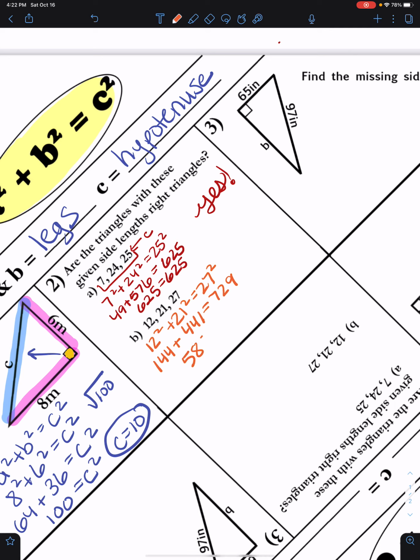It is not. So since these are not equal, these three numbers cannot be the sides of a right triangle. They can be the sides of a triangle, but not a right triangle.